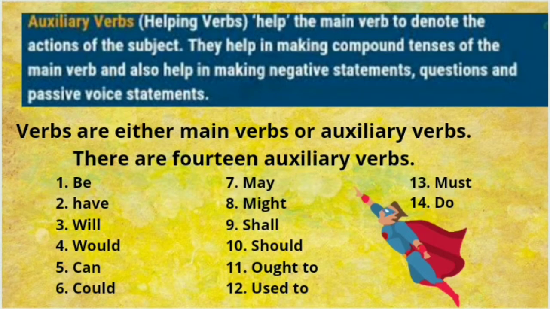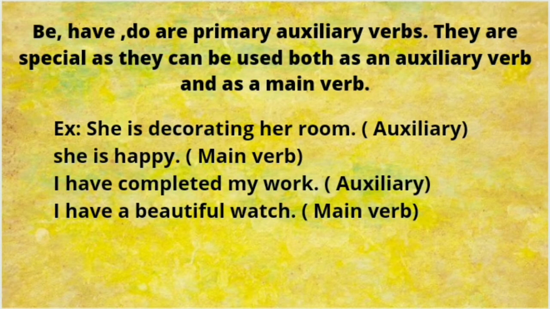But out of these 14 auxiliary verbs, 3 are special. Now, which 3 are special? Let's see. Be, have, and do are also known as primary auxiliary verbs. They are special as they can be used both as an auxiliary verb or helping verb and as a main verb. Let's see the example.